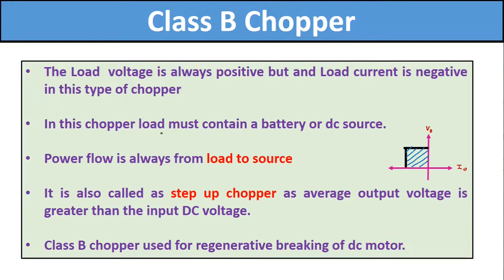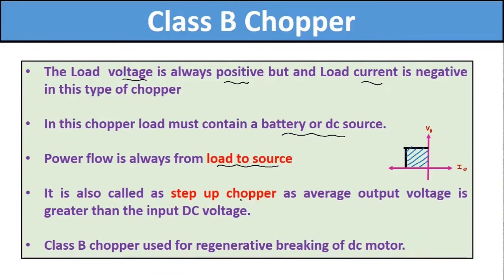Now let us see some important points related to Class B chopper. In Class B chopper, the load voltage is always positive but the load current is negative. In this type of chopper, the load must contain a battery or DC source as we have seen in the circuit diagram of this chopper. The power flow in this type of chopper is always from load to source, whereas in the Class A chopper the power flow is always from source to load.